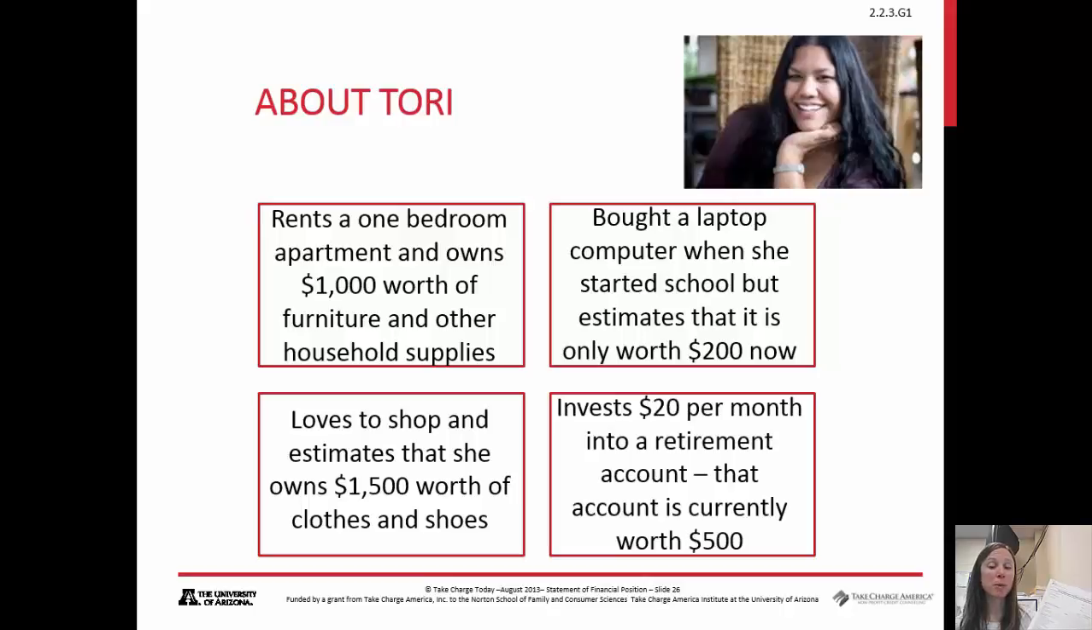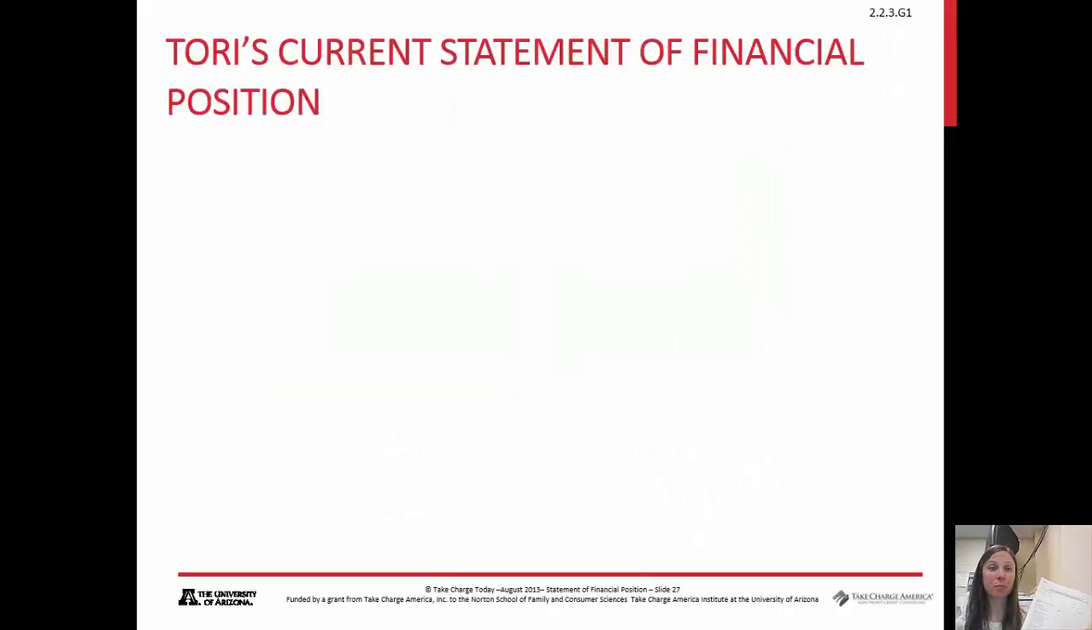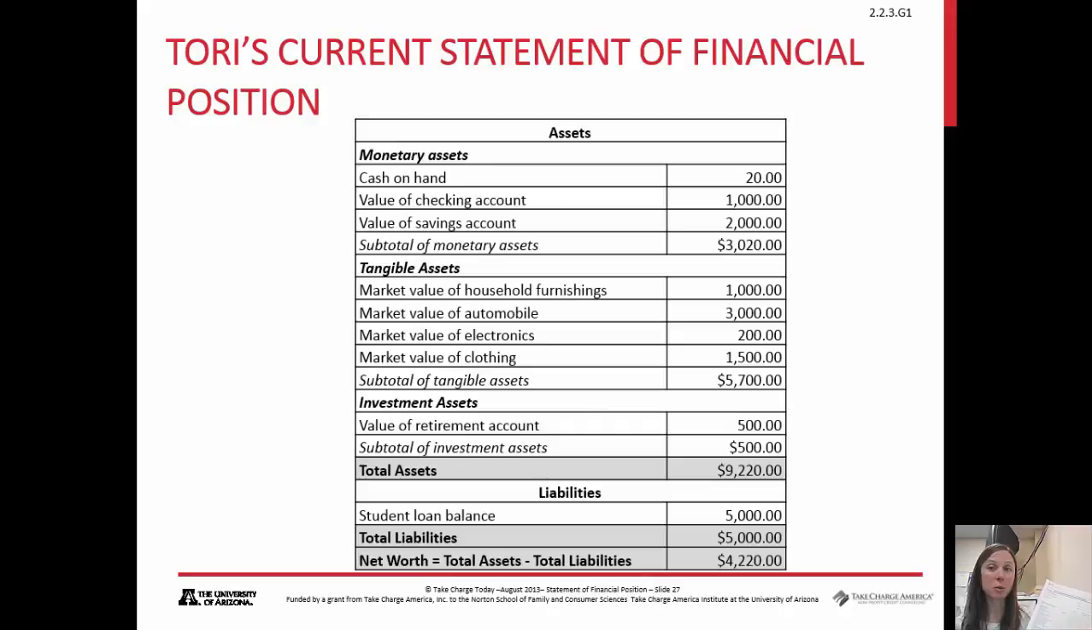And she invests $20 per month into a retirement account. That account is currently worth $500, so the value of her investments is the $500. So here is her current statement. Try to fill it out before you look at the slide. You can pause the video and then check this out.